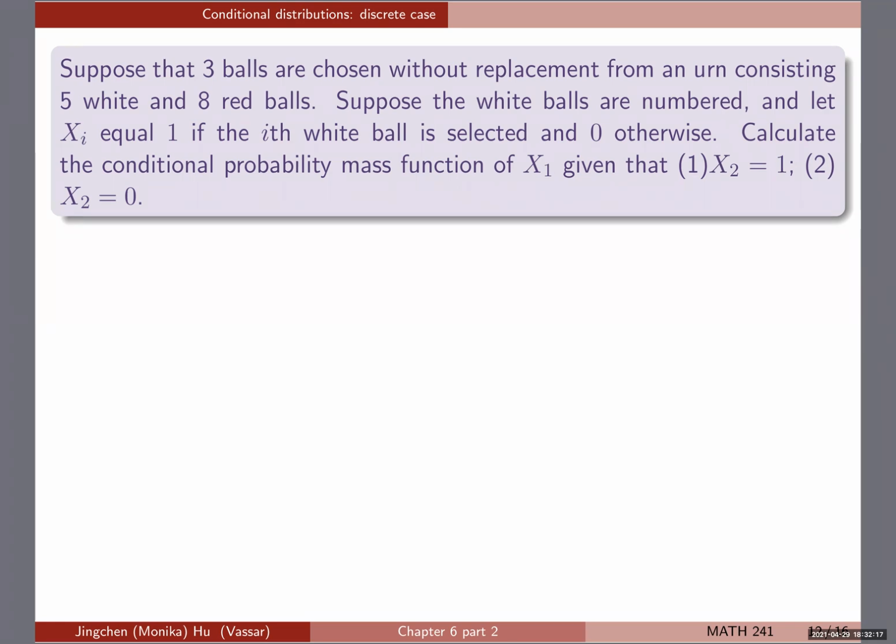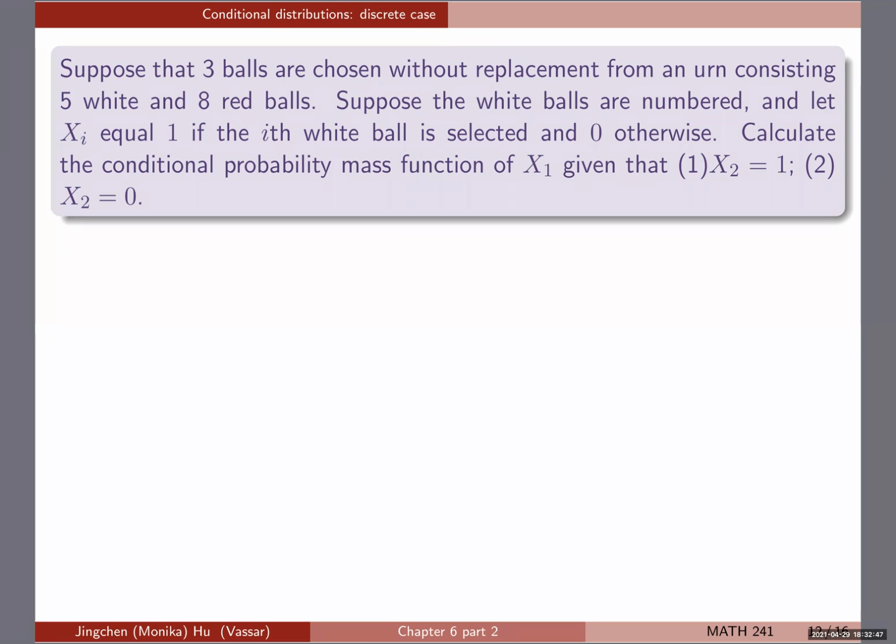All right, so we need to do the conditional PMF. Based on what we learned from previous slides, you can always get it from the ratio of the joint over the marginal. Eventually we want to get the conditional. So you should start with the joint, then figure out how to get the marginal, and then take the ratio. So let's start with getting the joint.